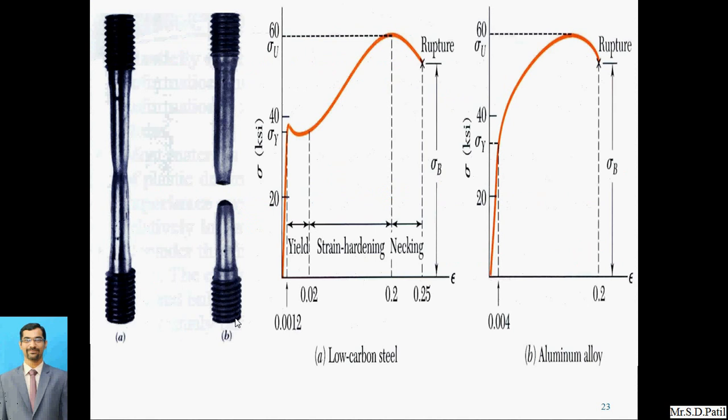So this is the behavior of low carbon steel and aluminum alloy, and how the rupture occurs. Here is the yield point for the aluminum, where it directly goes, and here we get the upper and lower yield points in the case of low carbon steel.